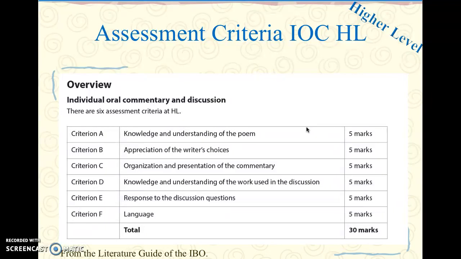Here are the assessment criteria for the higher level. Knowledge and understanding of the poem, 5 marks. Appreciation of the writer's choices, 5 marks. Organization and presentation of the commentary, 5 marks. Knowledge and understanding of the work used in the discussion, 5 marks. Response to the discussion questions, 5 marks. Language, 5 marks, a total of 30 marks. Please have a look at pages 67 to 69 of the literature guide for details and descriptors of the assessment criteria.